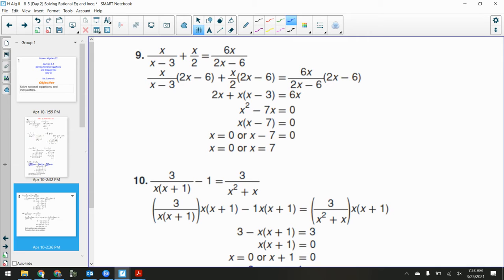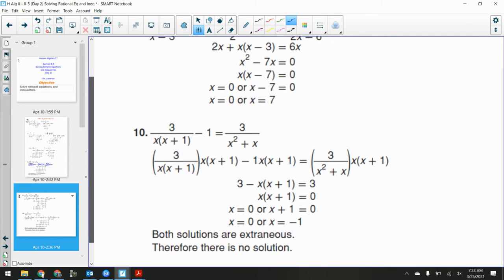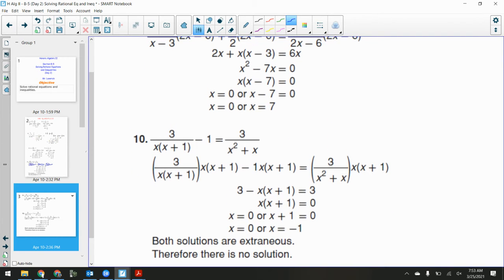Neither answer gets thrown out in number 9, you get 0 or 7. And then in number 10, there are no solutions. I got the x squared minus 7x, and I'm really like, what can I do? I'm like, there's nothing to do.